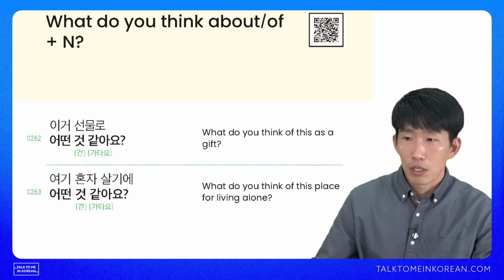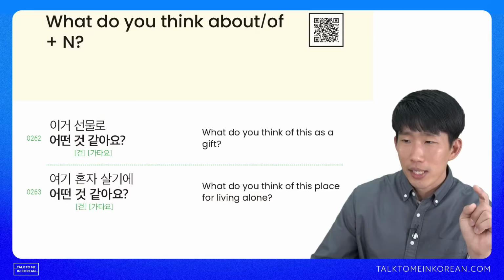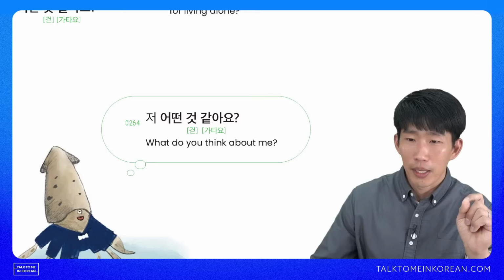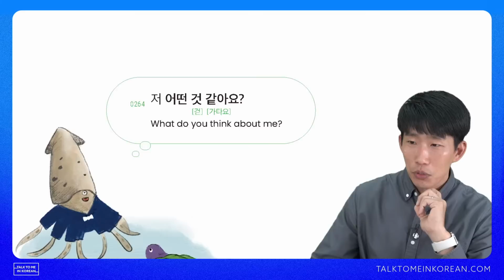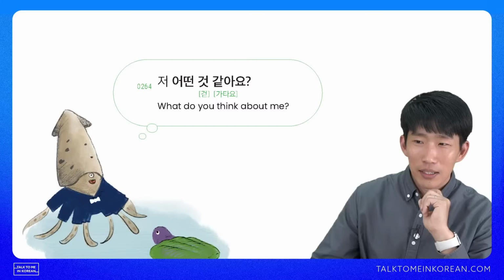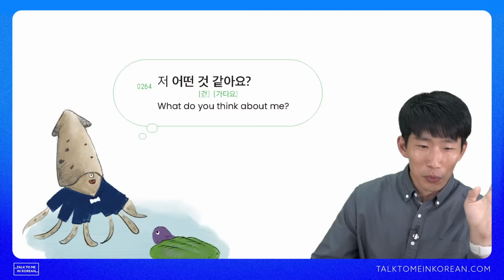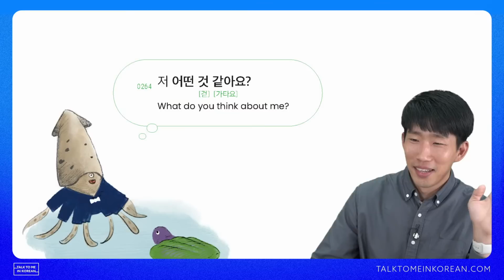Is the 10th sentence. And I'm actually surprised that the 11th quirky sentence is quite normal. 저 어떤 것 같아요? What do you think about me? This is actually a hidden joke. I don't know if you understand it already. Do you know why there's a squid over here? Can anybody tell me why there's a squid? 혹시 아세요? Oh, I like this.